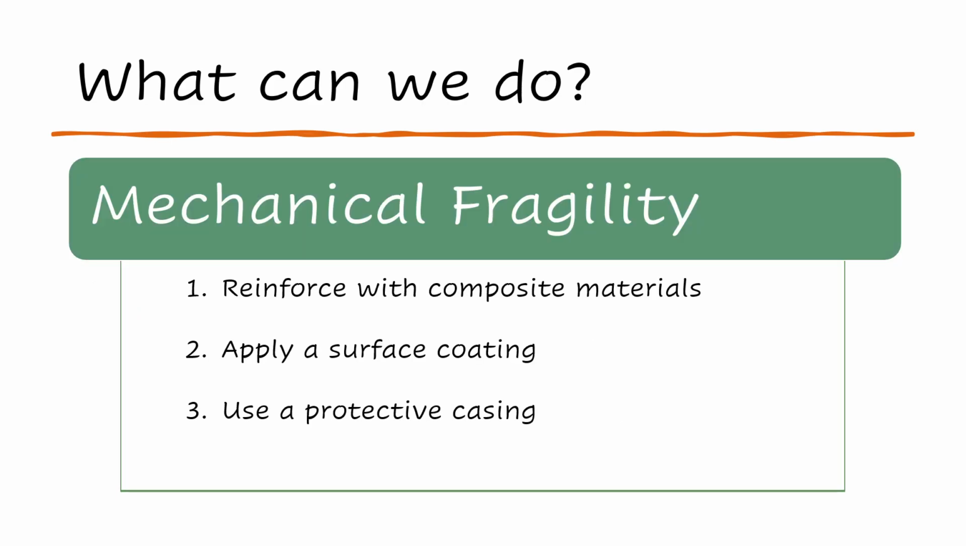To mitigate mechanical fragility, we can reinforce the electrode with composite materials such as silica. We can also apply a surface coating such as Nafion for an additional layer of protection or use a protective casing. All of these steps can safeguard the microelectrodes from external impacts and handling damage, ensuring they remain functional in various conditions.